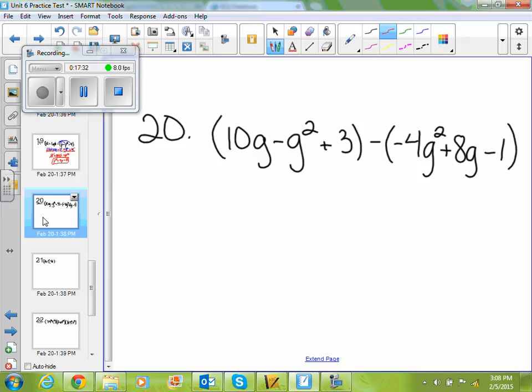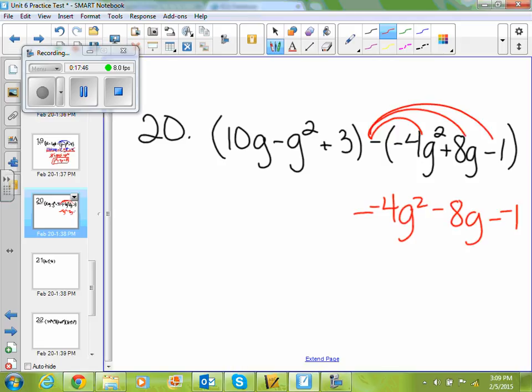Alright, 10g minus g squared plus 3 minus negative 4g squared plus 8g minus 1. Let's distribute our minus. So minus negative 4g squared minus 8g minus a minus 1. Then 10g minus g squared plus 3 stays the same without parentheses. Alright, minus a negative becomes a positive. Okay, so the 4g squared turns into a positive, the 1 turns into a positive.